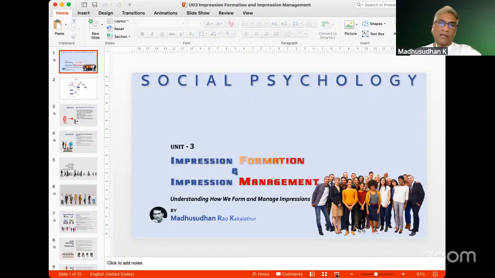So let us dive deep into impression formation through non-verbal cues. What are non-verbal cues? Without speaking, you exhibit certain. Sorry, screen is blank. Sorry, yeah. So look at this image.